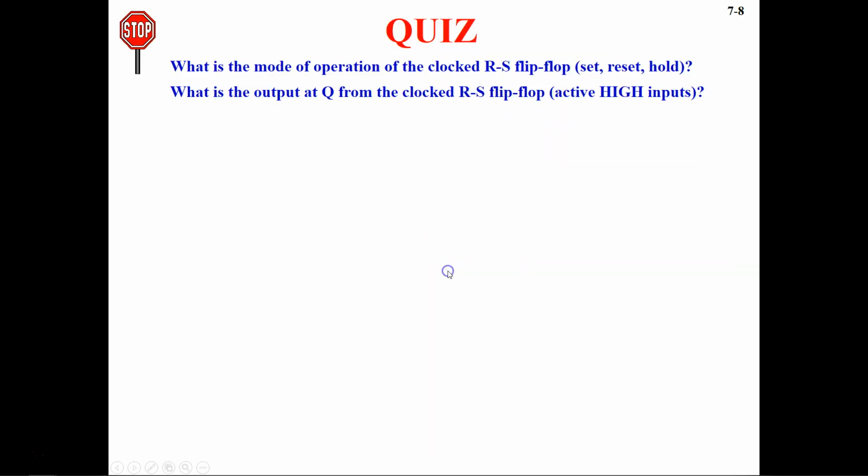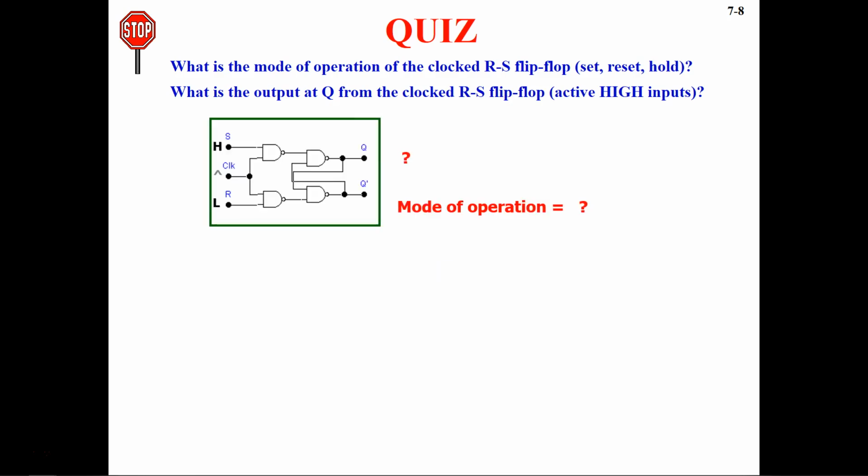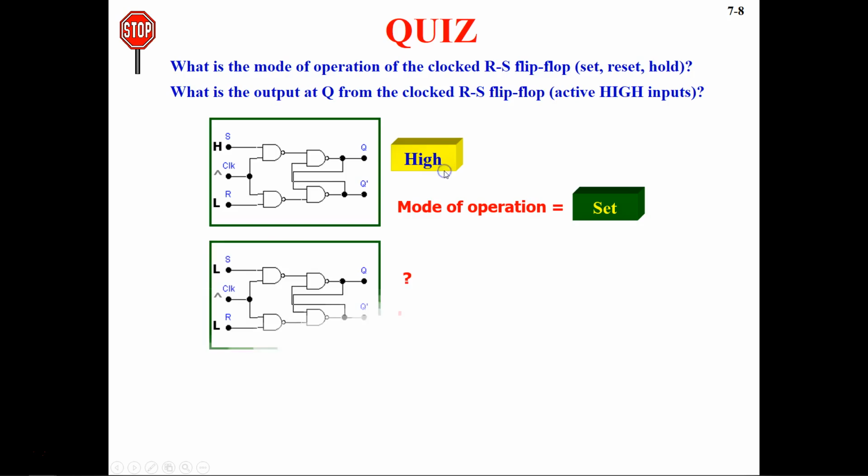Now let's look at some quiz problems. So what is the mode of operation of the clocked RS flip-flop? Set, reset, hold. What is the output at Q from the clocked RS flip-flop? Active high inputs. So let's see. In this case we have S high and R low, and a positive clock pulse, you can see, is provided. Then in that case this is a set operation. Set operation means if S is equal to 1, then Q is going to be 1 when the clock is positive, or clock is 1. So this is a set mode of operation and Q is high.